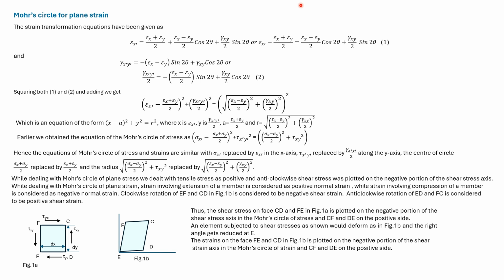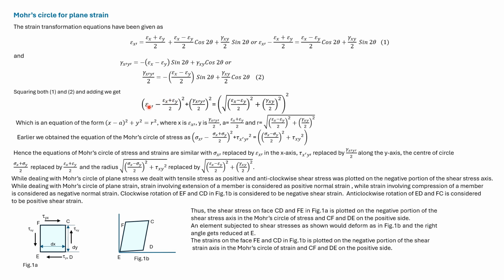Here we'll be discussing Mohr's circle for plane strain. The treatment is quite similar to Mohr's circle for plane stress. We earlier obtained algebraic equations for epsilon x dash and gamma x dash y dash. If we move the first term to the other side, we get equation 1. We divide all terms in this equation by 2 to get equation 2. We then square both sides of equation 1 and 2 and add them up.